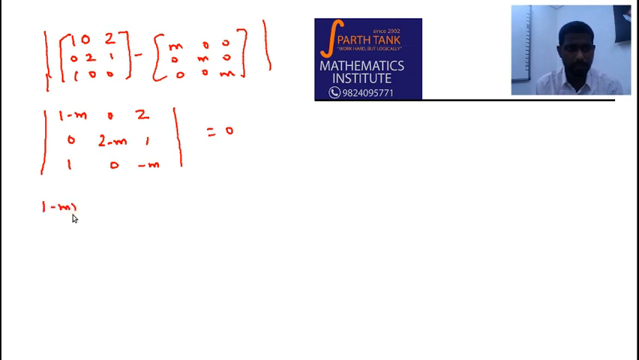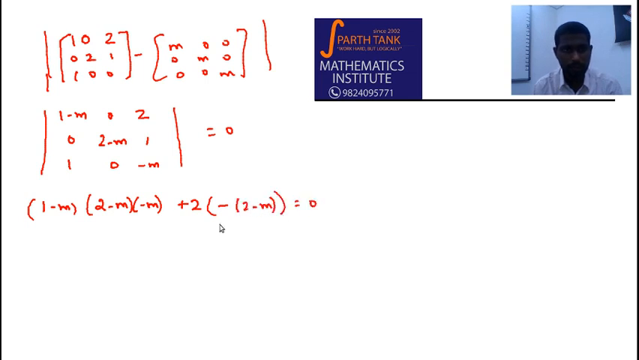So 1 minus m times (2 minus m) into minus m, right? The second term is 0, plus 2 into, this is 0, minus of 2 minus m. So this becomes, this is a mistake. This becomes 1 into 2, 2m into m is m squared, and minus 2m minus m is minus 3m into minus m, and then I have here minus 2 times 2 is minus 4, and plus m times 2 is plus 2m is 0.